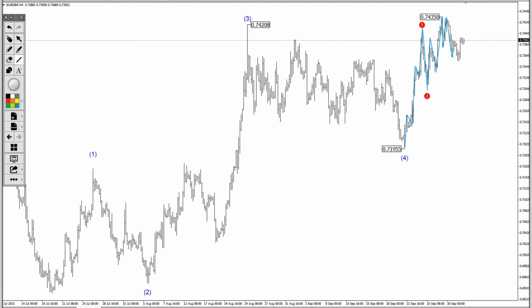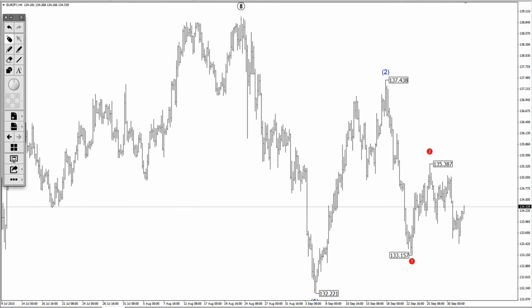recent decline is possibly a 5-wave structure but very overlapping. So this is difficult to say what is the true labeling and true structure here. So I'm expecting more upside and a push beyond 0.7435 level.